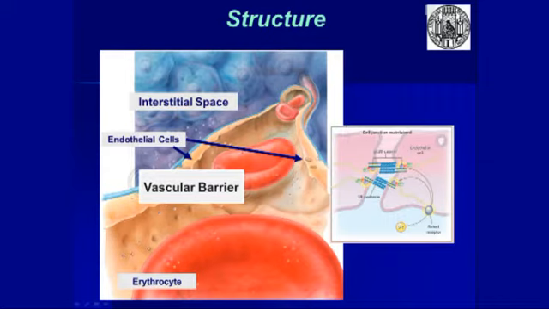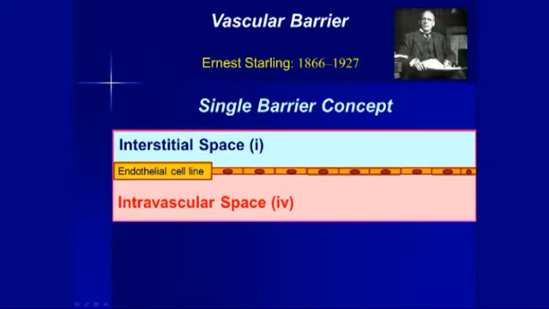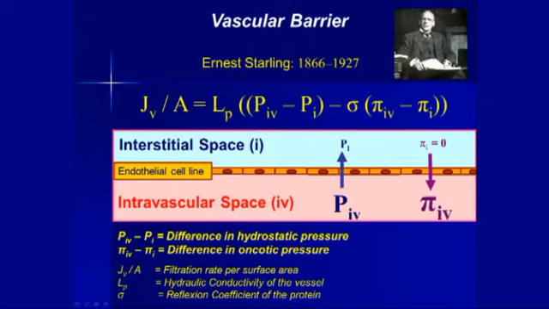The function of this barrier was explained to us already 100 years ago by Ernest Starling with his single barrier concept. Starling told us that in the vessel there is a high hydrostatic pressure driving fluid out of the vessel, which is opposed by a colloid osmotic pressure gradient. In the vessel there is a higher oncotic pressure due to high concentrations of albumin than in the interstitial space, and this keeps the fluid within the vessel.